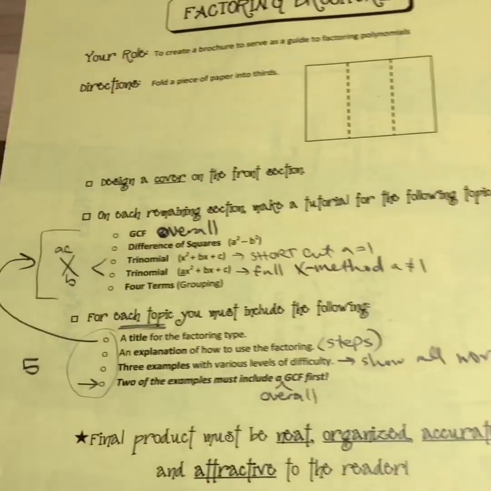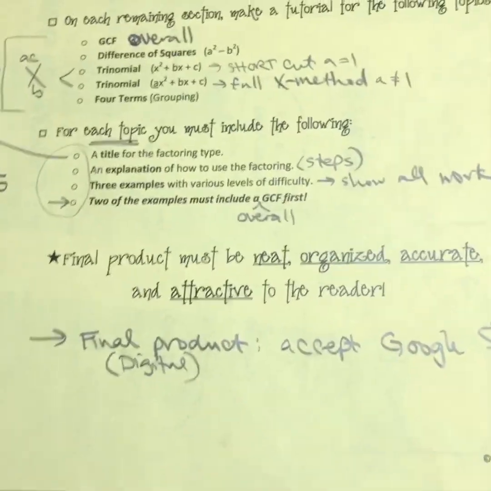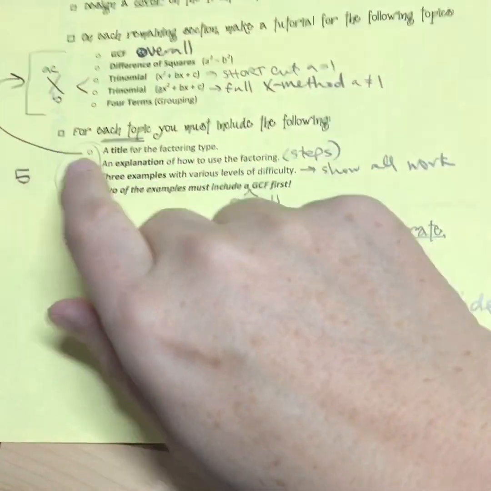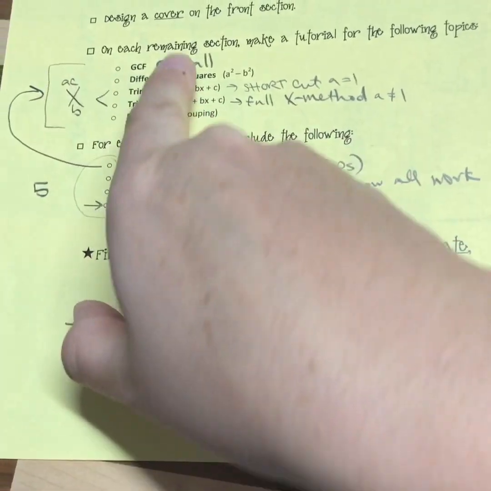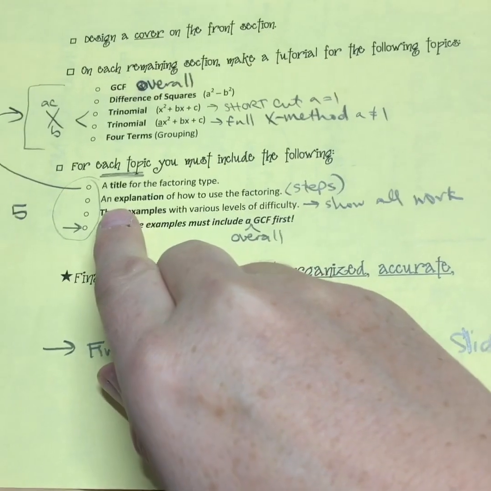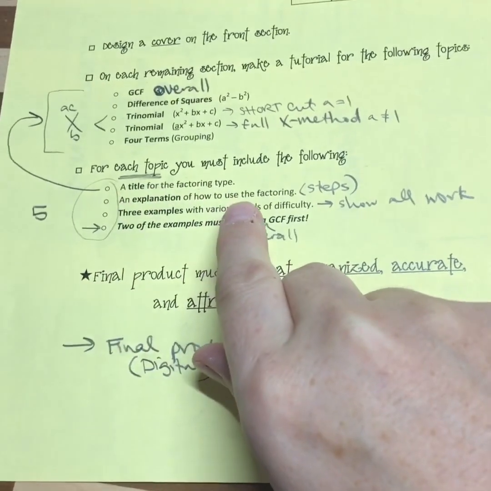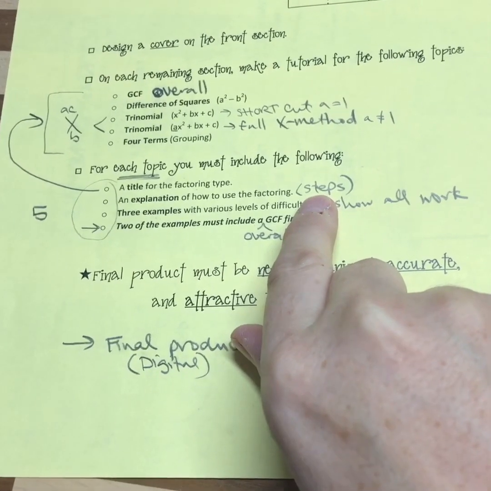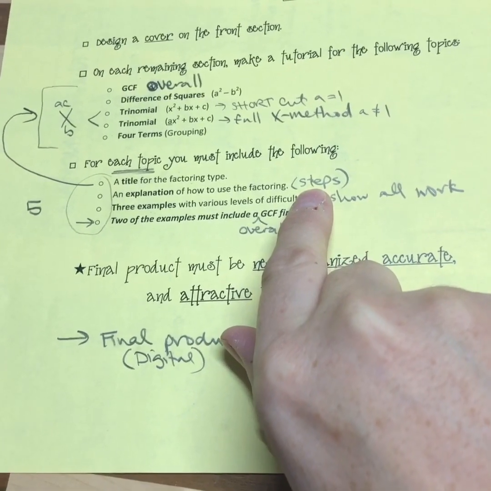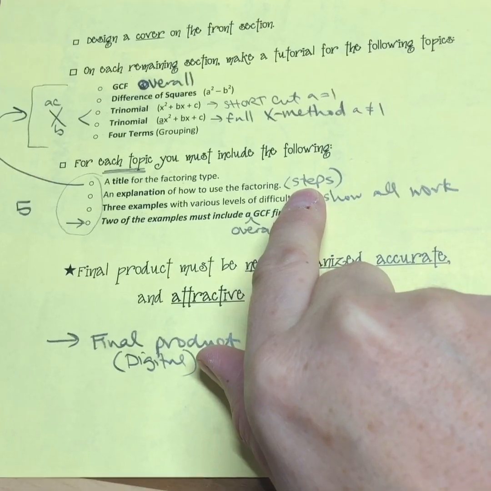So, what does each section have to have? Okay. Well, you're going to have a title. I drew an arrow because these are all the titles of each of the 5 sections. An explanation of how to use the factoring, in other words, the steps. And we've gone through the steps in the previous lessons. They're in the notes. You can look at the videos again if you need.